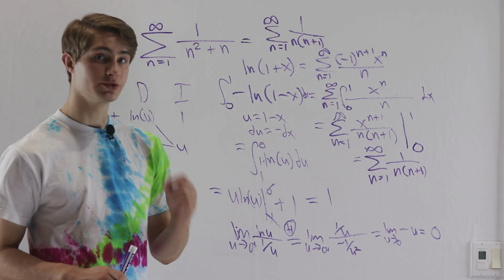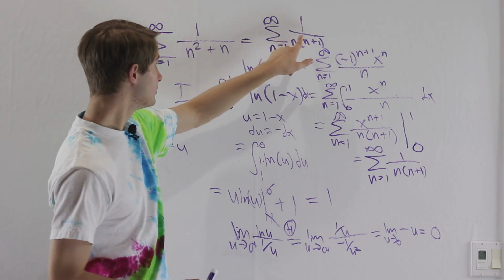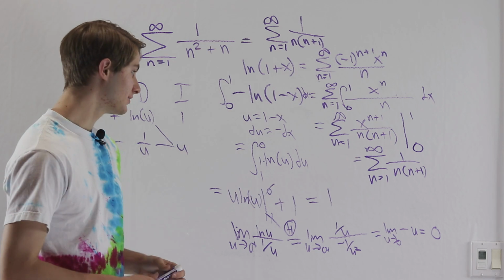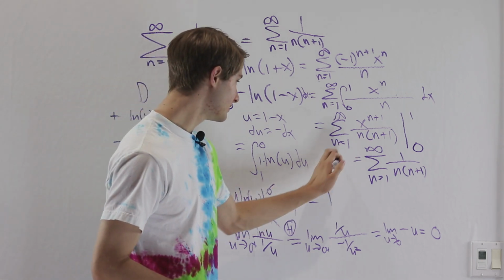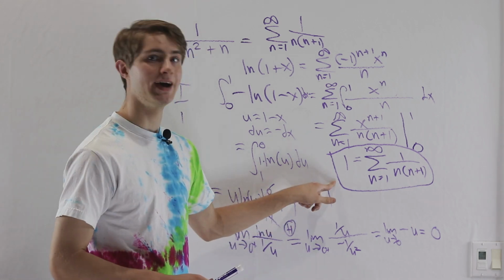So in fact, the result of this sum, the sum from n equals 1 to infinity of 1 over n times n plus 1, using our natural log Taylor series and integrating, we've gotten that this sum is exactly equal to 1. And that is our answer.